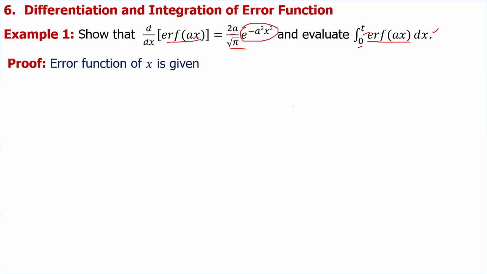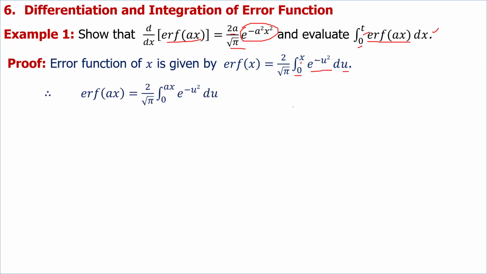We know that error function of x is equal to 2 upon root pi, under the limit 0 to x, of e to the power minus u square du. Let us consider, if we replace x by ax, then error function of ax is equal to 2 upon root pi, 0 to ax. Only this part will change. The limit will become 0 to ax, e to the power minus u square du.